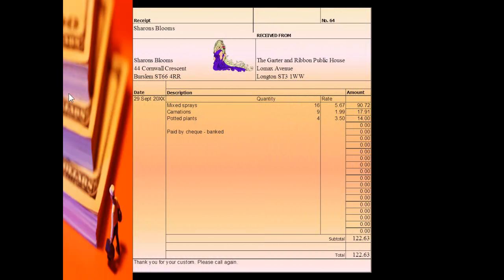Here, for example, is a typical receipt. This one shows who it's from, who the money's received from. It shows the detail, the sprays, carnations, plants. It shows how the money was paid as well, paid by cheque. And it shows the total, £122.63.